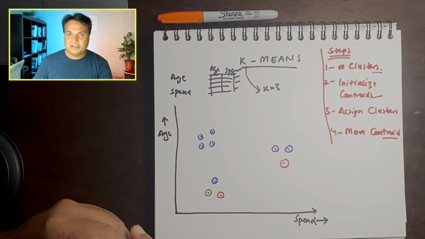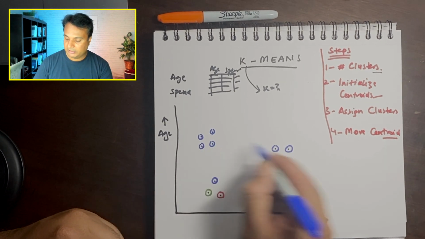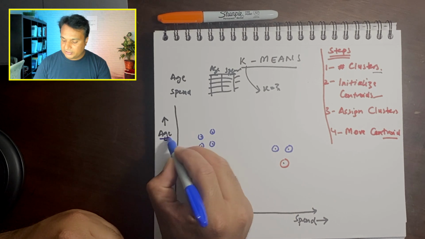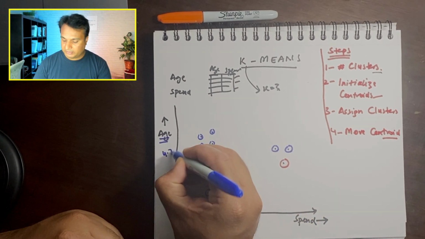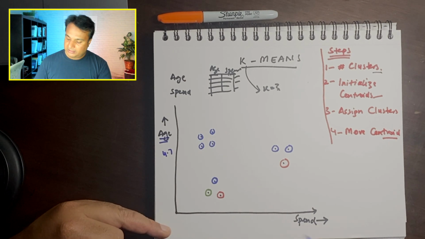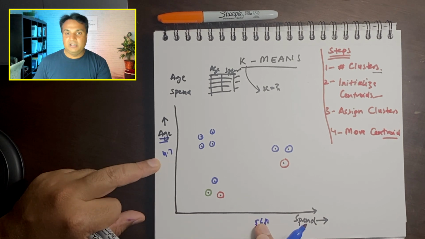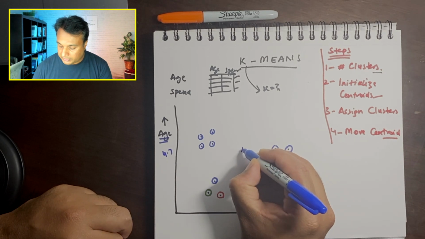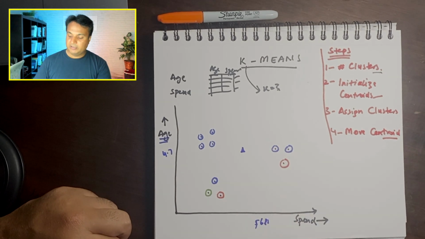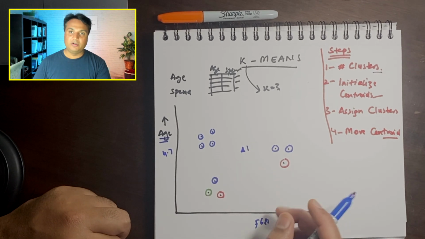For each of the clusters, let's take this blue cluster. It has 1, 2, 3, 4, 5, 6, 7 points in it. What is the average value of age? We'll get some point, let's say we get 4.7. And then what is the average value of spend for these 7 customers? Let's say we get something which is $68. That would be the mean value of these 7 customers. Let's say that point is somewhere here. So this is our new centroid, let me say centroid 1 for the blue dots.